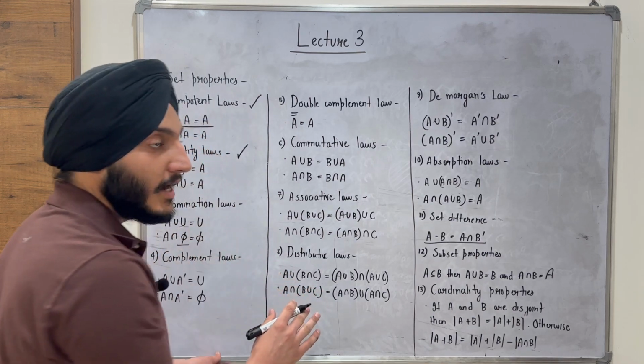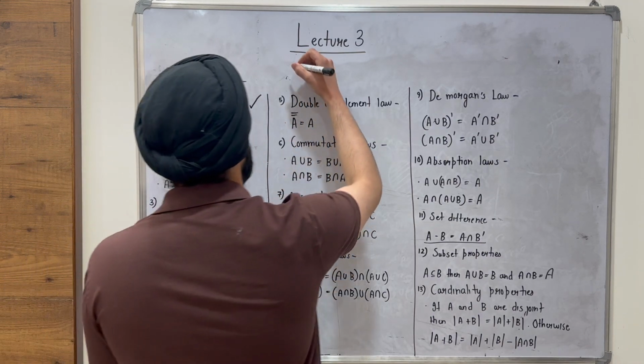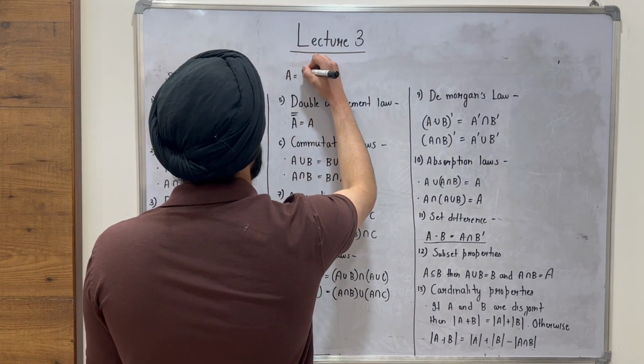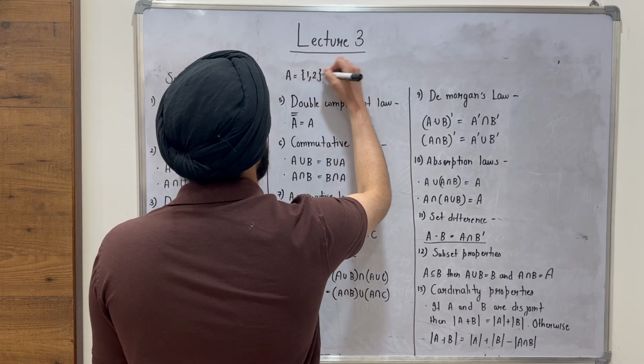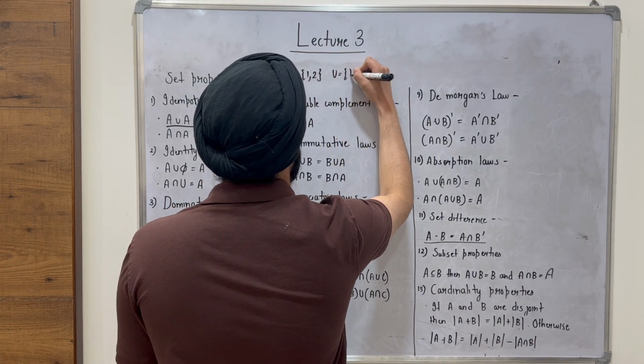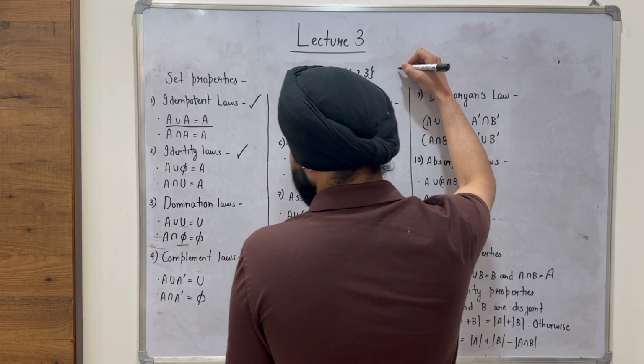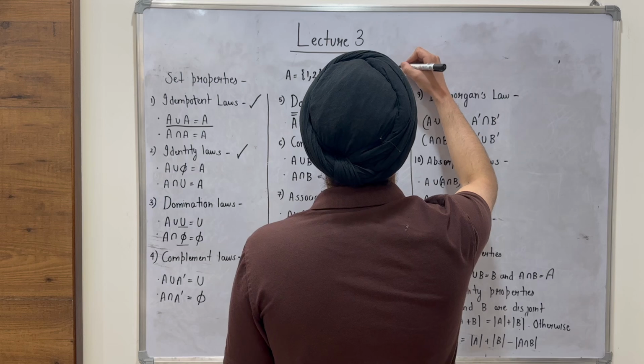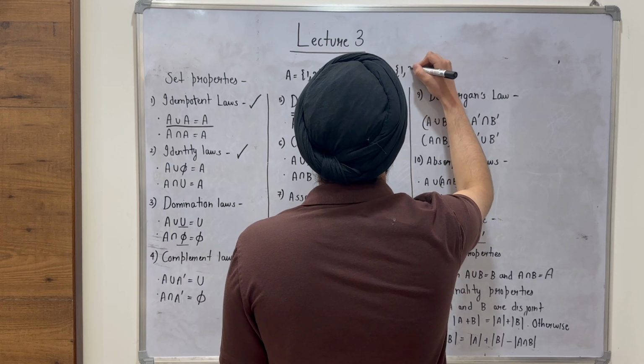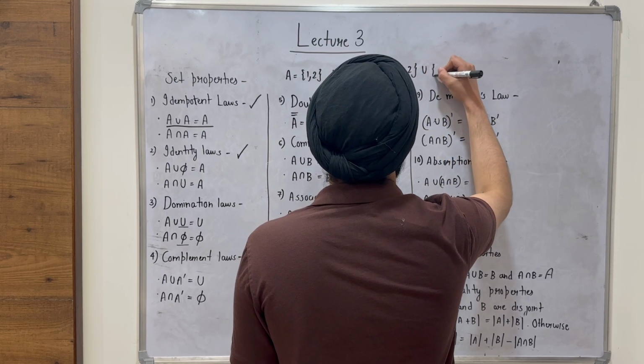So I'll again try to explain it with an example, right? So A, let's say, is 1, 2, and the universal set equals 1, 2, 3, right? So if I take A union the universal set, meaning 1, 2 union the universal set.